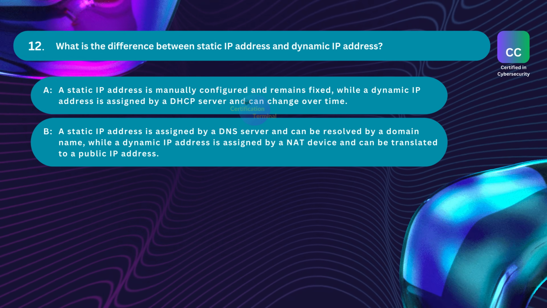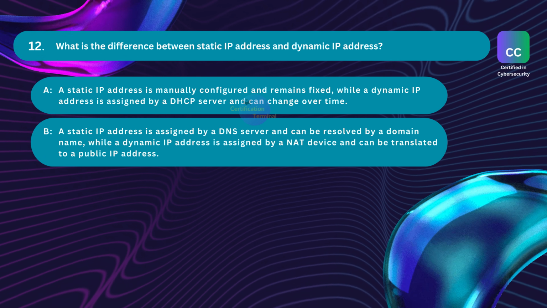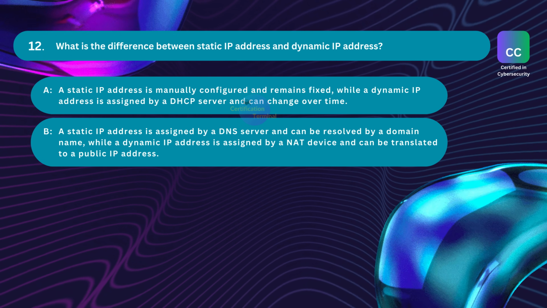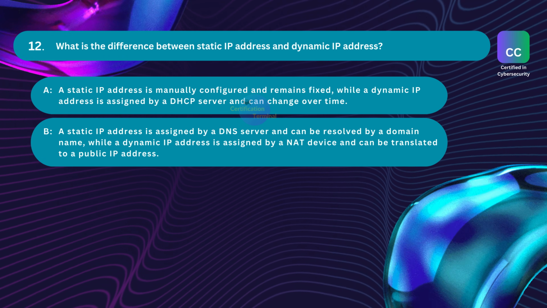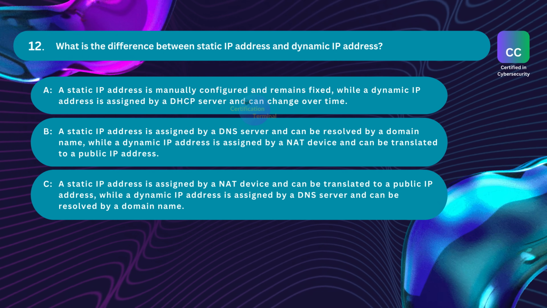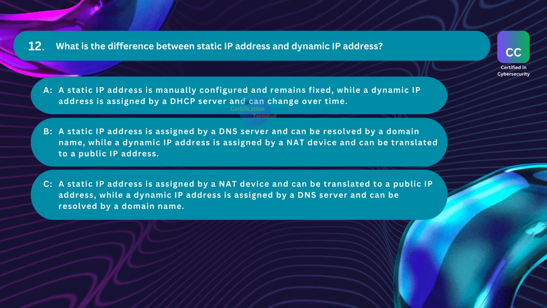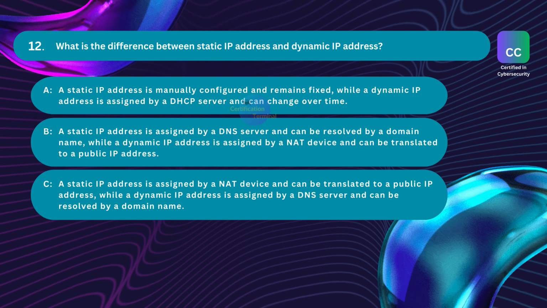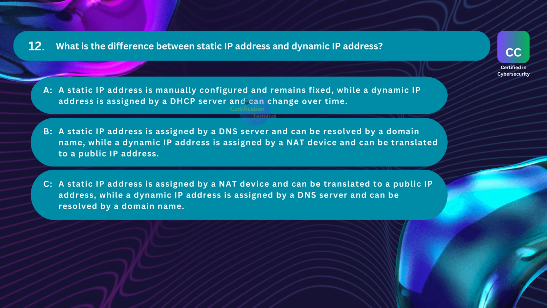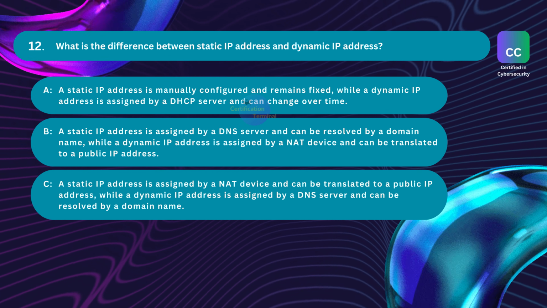Option B. A static IP address is assigned by a DNS server and can be resolved by a domain name, while a dynamic IP address is assigned by a NAT device and can be translated to a public IP address. Option C. A static IP address is assigned by a NAT device and can be translated to a public IP address, while a dynamic IP address is assigned by a DNS server and can be resolved by a domain name.